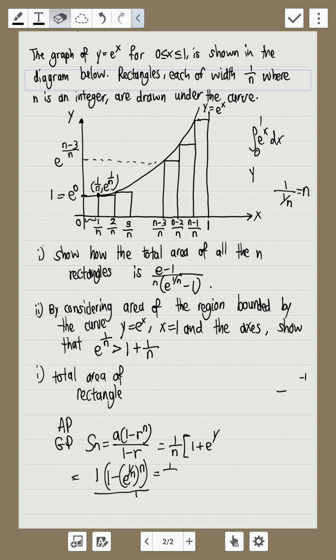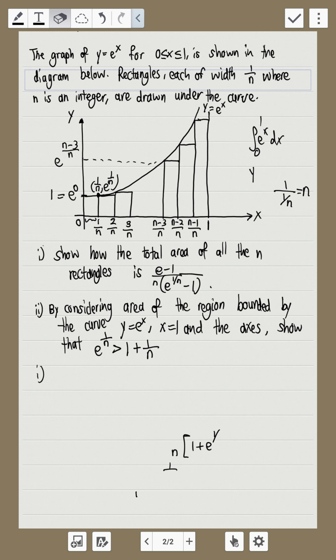Right, so by considering the area of the region bounded by the curve y equals e^x, that means this curve y equals e^x, x equals 1 is this line, and the axes, this axis and this axis, we can show that e^(1/n) is greater than 1 plus 1/n.